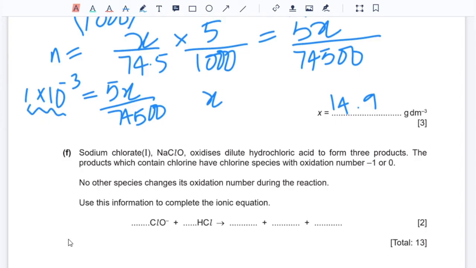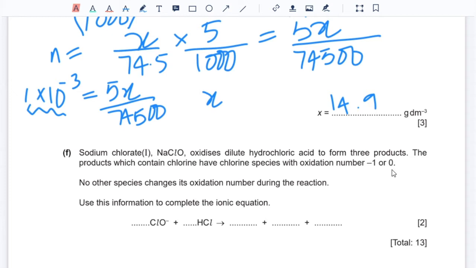F. Sodium chlorate oxidizes dilute hydrochloric acid to form 3 products. The products which contain chlorine have chlorine species with the oxidation number -1 or 0. No other species changes its oxidation number during the reaction. Use the information to complete the ionic equation.